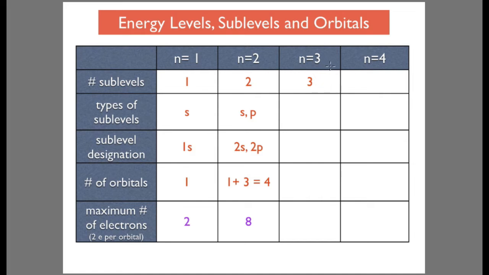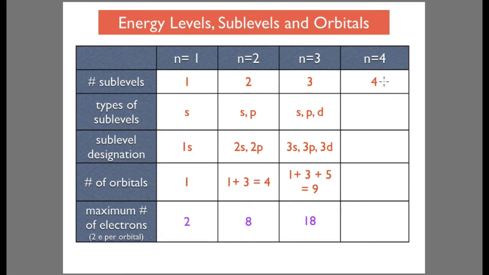And the third energy level has 3 sublevels, S, P, and D. So we have 3s, 3p, and 3d. There's 1 type of S, there's 3 p orbitals, and there's 5 d orbitals. So altogether 9 orbitals, each holding 2 electrons, so a maximum of 18 electrons.